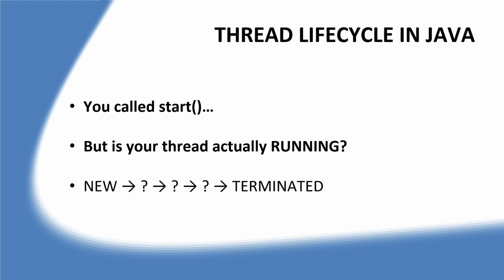And here's something that often confuses Java developers. If you check Java's official Thread.State enum, you won't even find a separate running state. So what exactly happens to a thread from the moment we create it until it finishes?